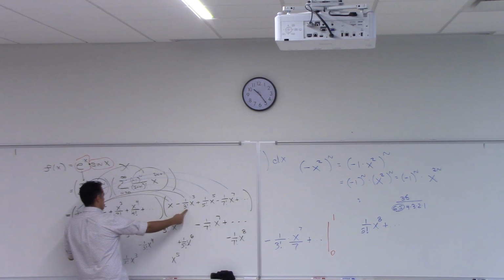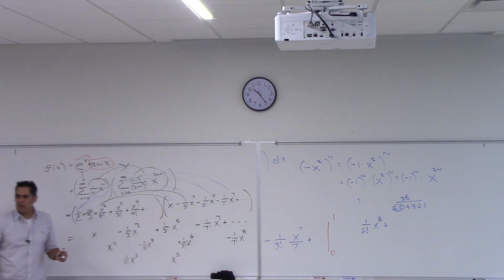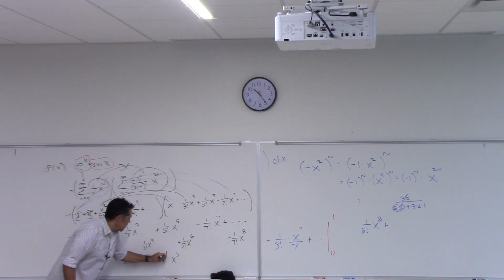I'm doing these two, right? It's 2 factorial times 3 factorial, isn't it? I'm actually going to write it that way: 1 over 2 factorial, 3 factorial.